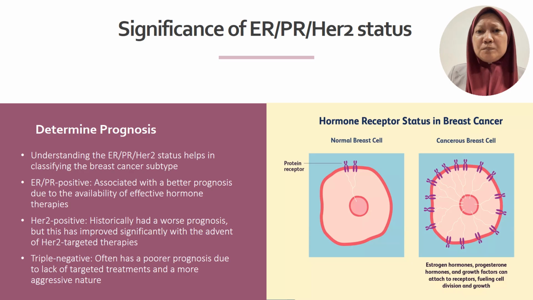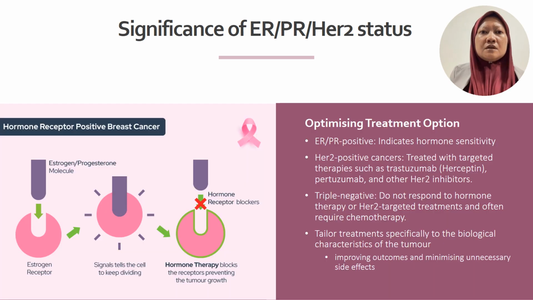On the other hand, triple negative breast cancer often presents a greater challenge. Why? Because this cancer lacks ER, PR, and HER2 receptors, making it more aggressive and limiting the available treatment options. As a result, triple negative breast cancer tends to have a poorer prognosis as compared to other breast cancers. Knowing the ER/PR status of a tumor is crucial for optimizing treatment options.